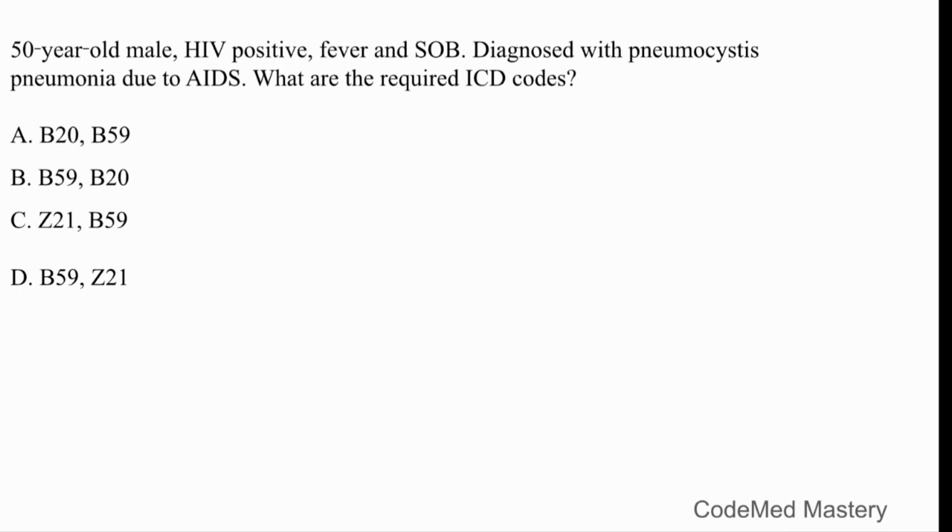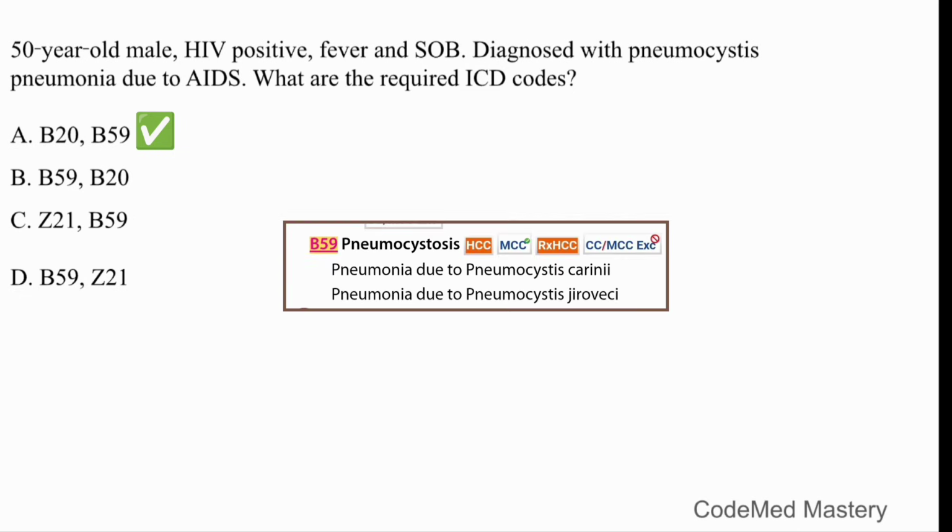In the question, they have given diagnosed with pneumocystis pneumonia due to AIDS. Right. So, it is HIV related condition. Therefore, we have to code B20 first. Therefore, the right answer will be option A, B20, which is for HIV disease. It should be coded first. And B59 is for pneumocystis pneumonia.